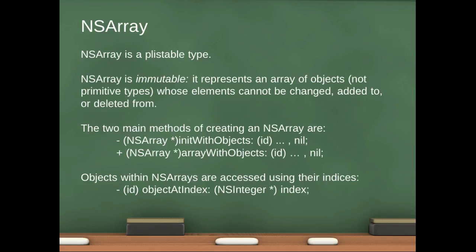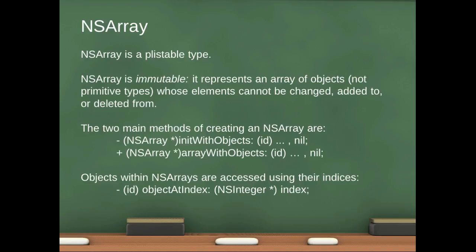The two main methods of creating an NSArray are an instance method called initWithObjects, whose parameter list is really just a list of objects that we're adding to the array, and then it's terminated, and it must be terminated, with a nil, which is no object. This is a nice method to have, it gives us back an actual array with a strong reference to it. In other words, the array that this instance method will give back is an NSArray with a reference count of 1.